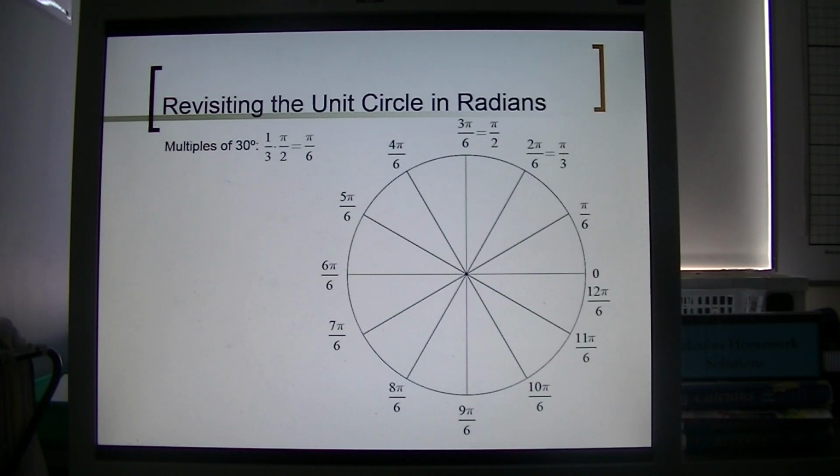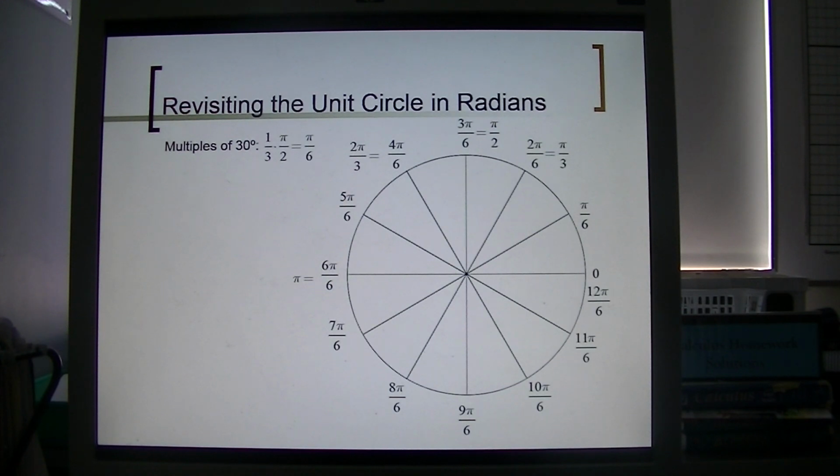Olivia White, could you simplify 4 pi over 6? 2 pi over 3. Matt, how about 5 pi over 6? No, that's the best we can do. So go on and do the next one. 6 pi over 6. Just pi, which I think also agrees with what we had on the previous page. Half of a spin around is pi.